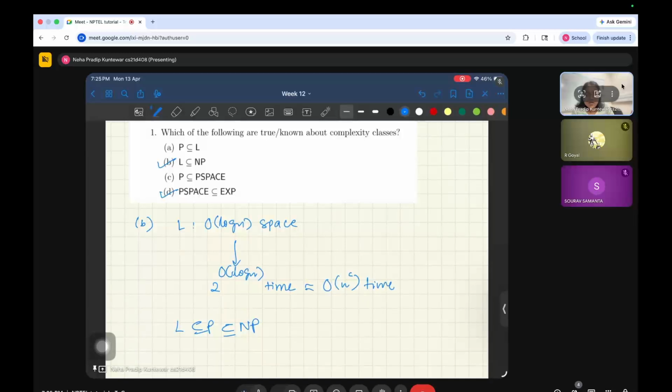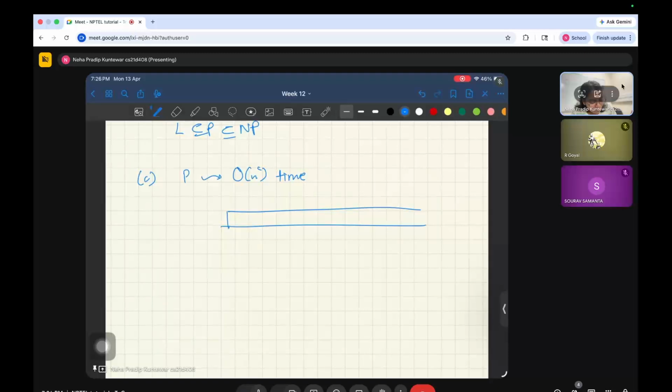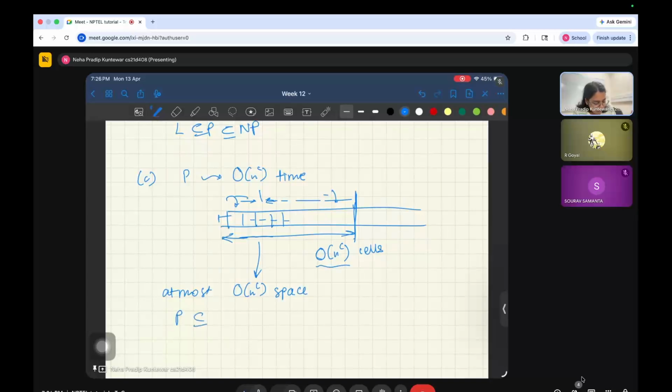For this, P is contained in PSPACE. If a machine runs in order n to the c time, then how many cells will it touch on the Turing machine? Let's say it never moves back, it just keeps moving always to the right. It would have touched at most order n to the c cells, because it simply did not have time to go further. Even if it just kept moving in the same direction, it will only have this much time. So whatever it does is always contained within this space. Therefore, P is contained in PSPACE.